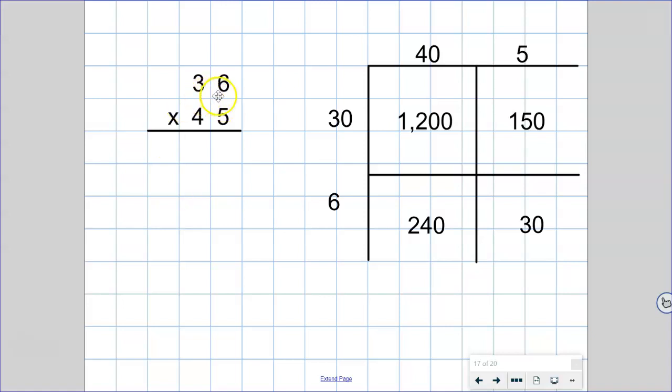So we're going to multiply 36 times 45. And you guys can see that I've already set up an area model over here on the side just to show you a connection between the two of them. But what I'm going to now do is walk you through the steps of the standard algorithm.